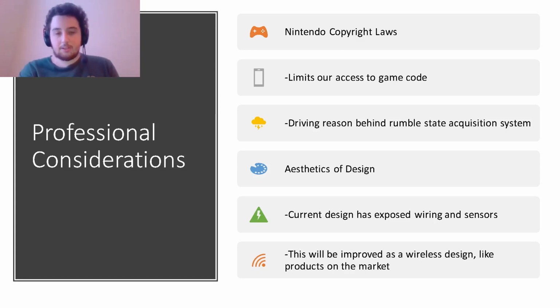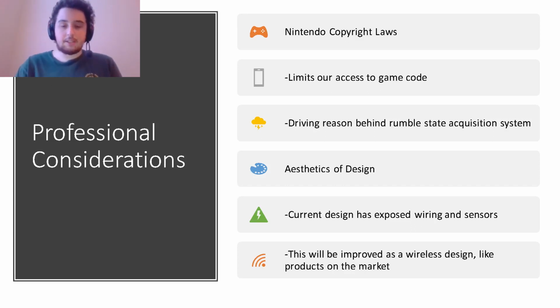So in order to bypass this, we decided to do rumble state acquisition, which is basically just looking at different vibration states in game and being able to assign resistance systems when certain events happen, like say driving off the track or being hit by an item. Each of these will provide different vibration states or rumble states, and then we will be able to apply the resistance needed for each of these.